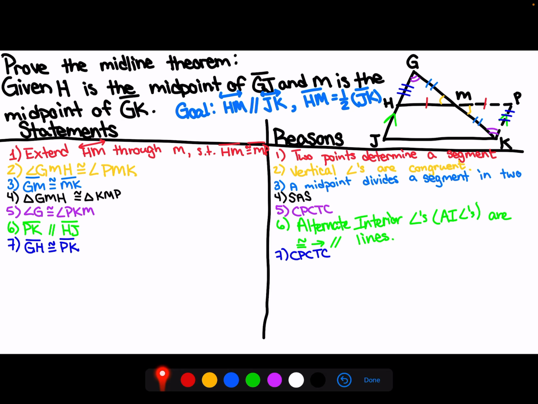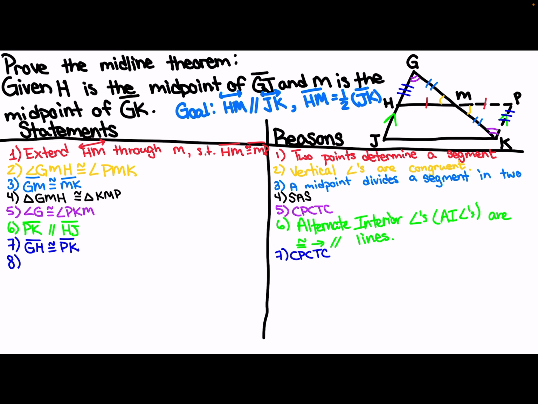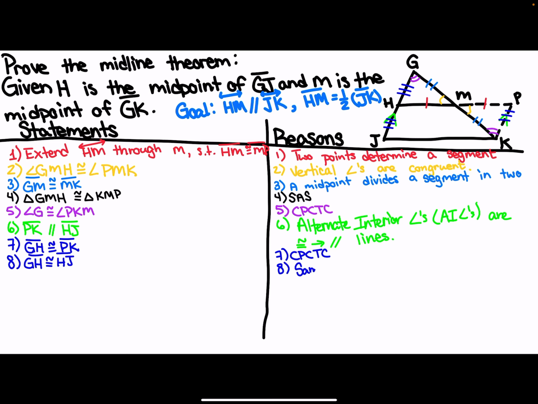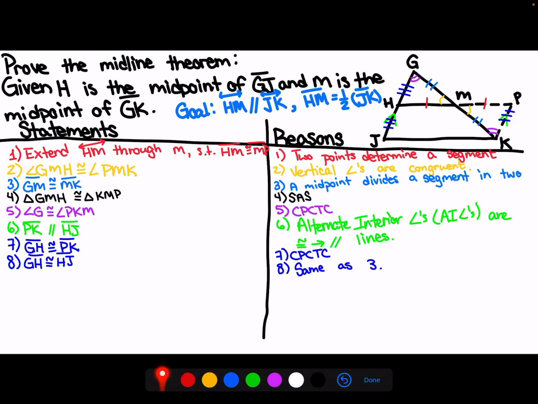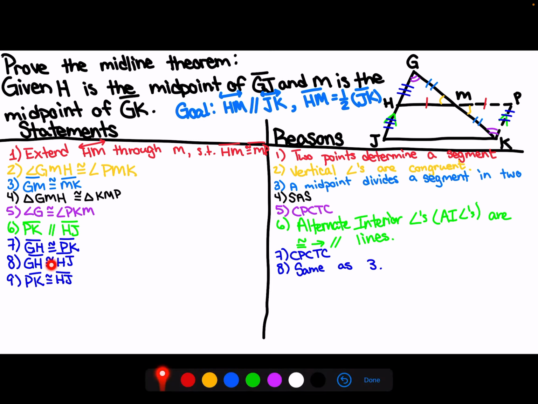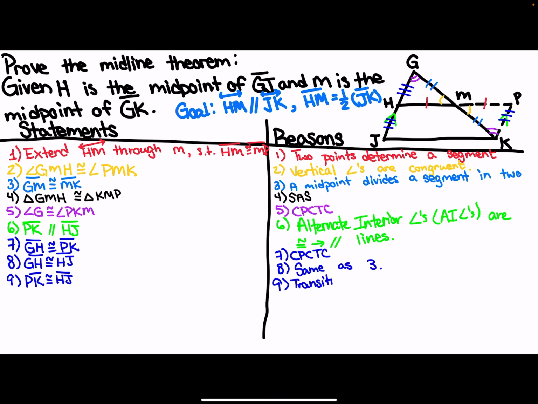Along with that, H is a midpoint from our given information. So therefore, GH and HJ should also be congruent to each other. So GH is congruent to HJ, and the reason is the same as number 3: a midpoint divides a segment in two. So that's why we can say that those two segments are congruent. Now, if PK is congruent to GH, and GH is congruent to HJ, I should be able to say that PK is congruent to HJ. I'm just skipping over GH, so that would be by the transitive property.